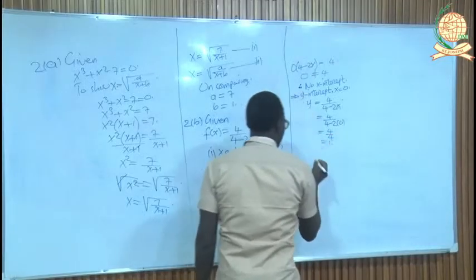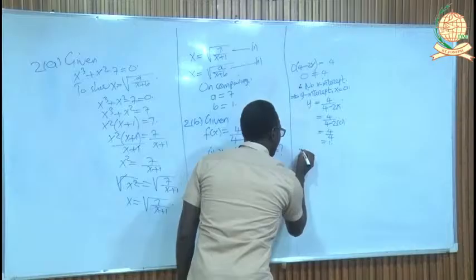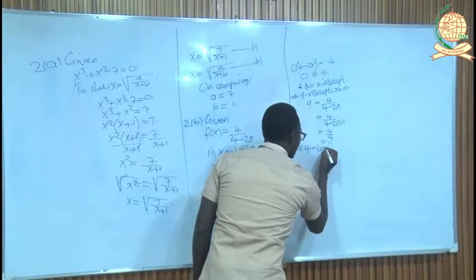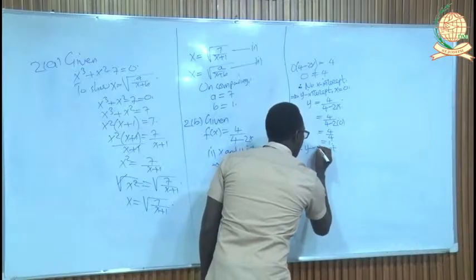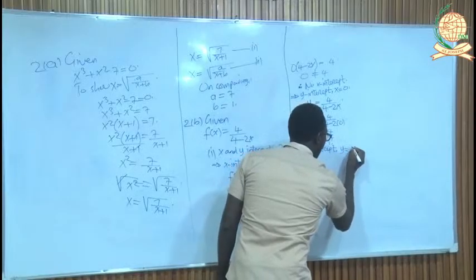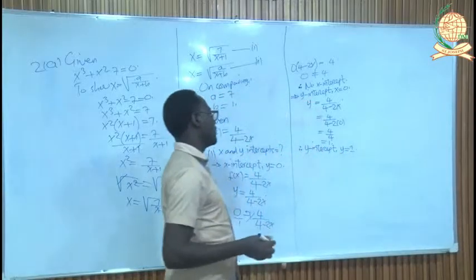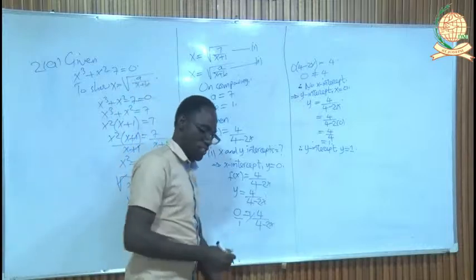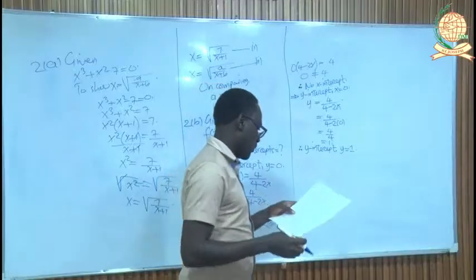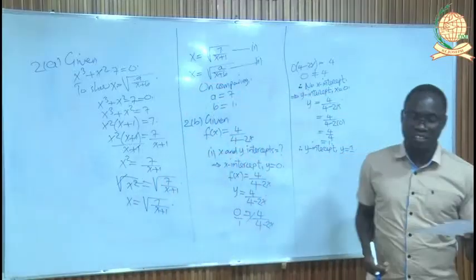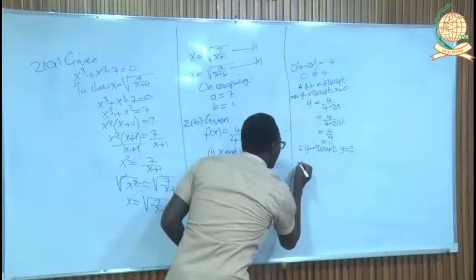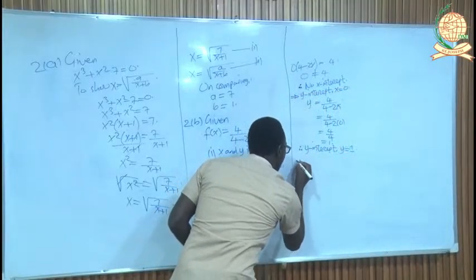So therefore, the y-intercept, y is equal to 1. So y-intercept is equal to 1. That is Roman 1. Roman 2, we are asked to find the asymptotes.